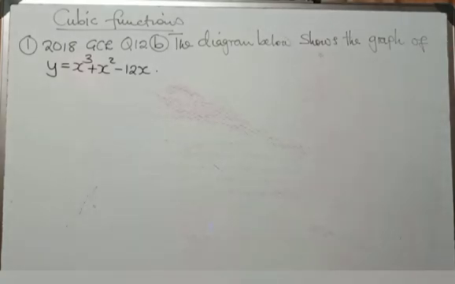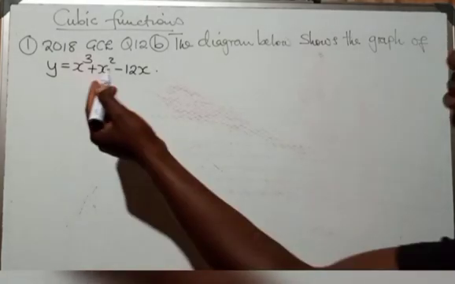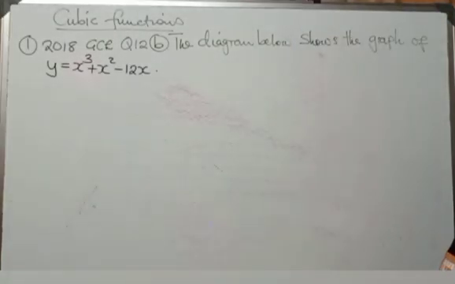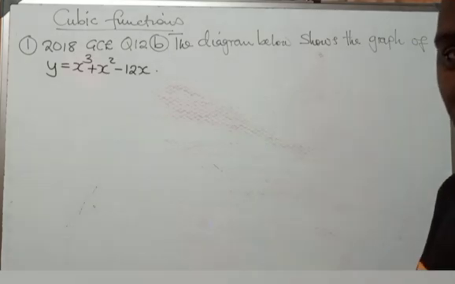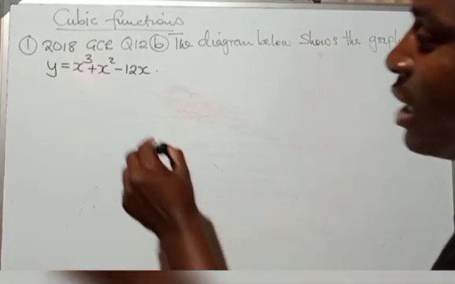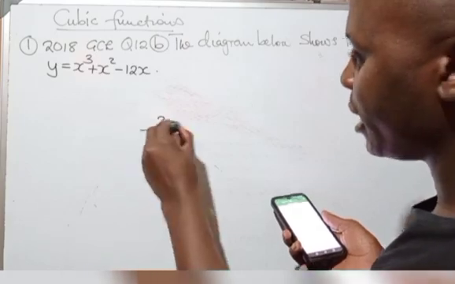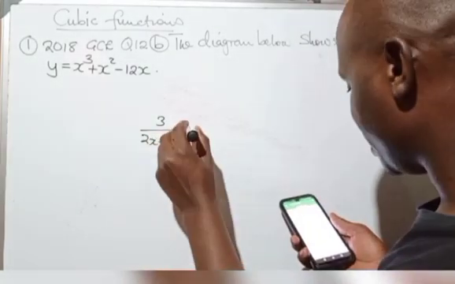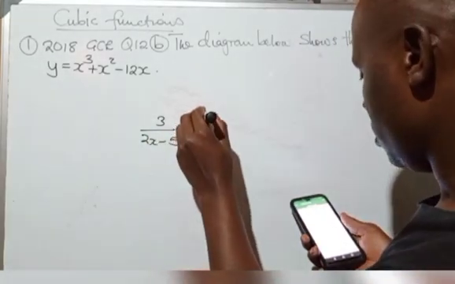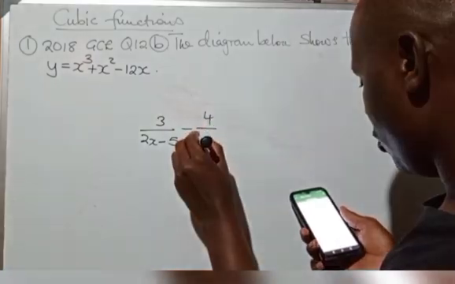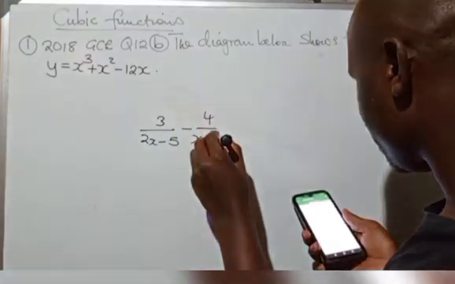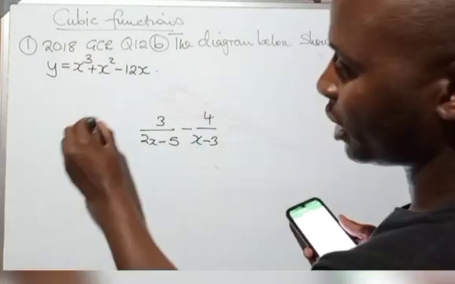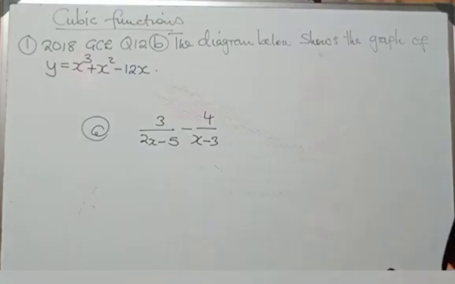So this question is coming from the 2018 GCE, question number 12B. Meaning there was question number 12A. Question number 12A is about expressing this as a single fraction. Maybe for the sake of having the full marks, let us also do this one. We express this one as a single fraction. This was question number 12A.